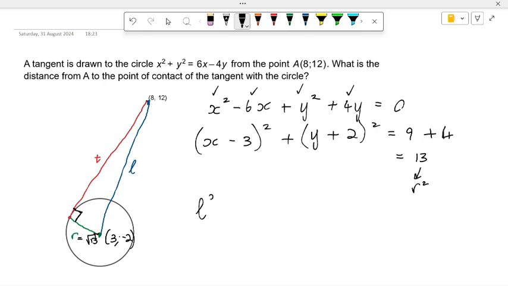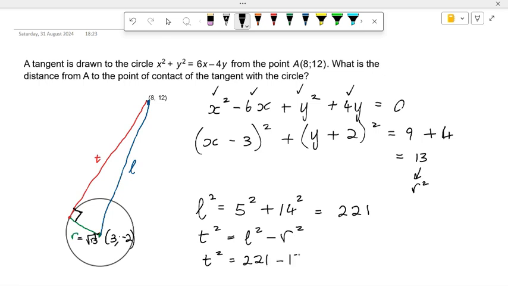So L squared is 8 minus 3 all squared, it's 5 squared, and 12 minus negative 2, 14 squared. So L squared is 196 plus 25, it's 221. I know from Pythagoras that T squared is going to be L squared minus R squared. So T squared is 221 minus 13, that's my radius squared, and that's 208.